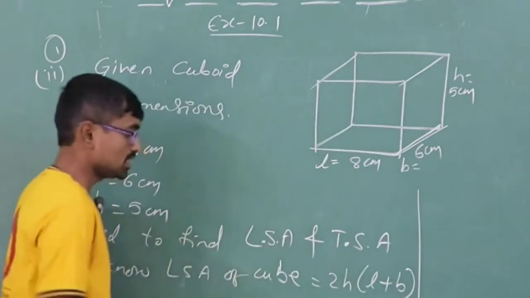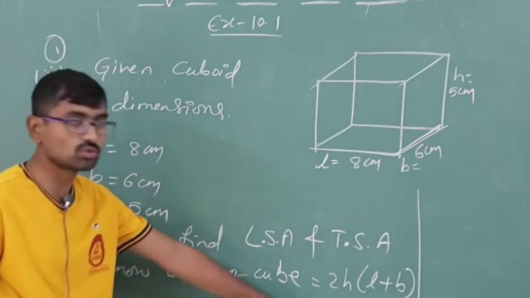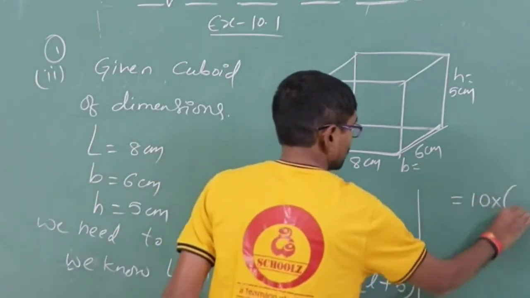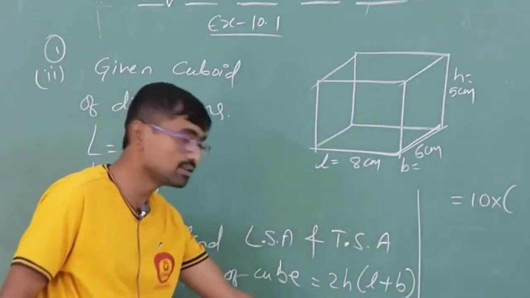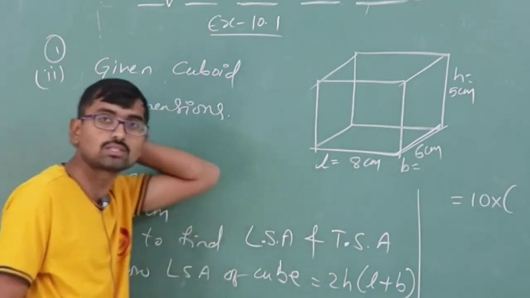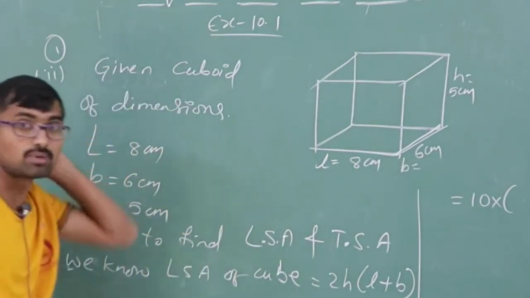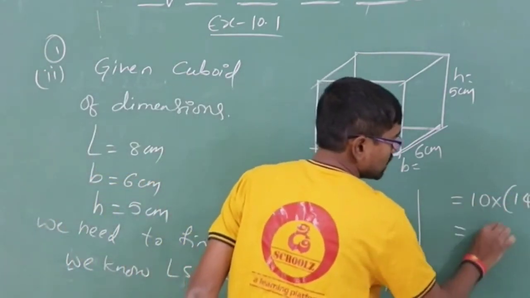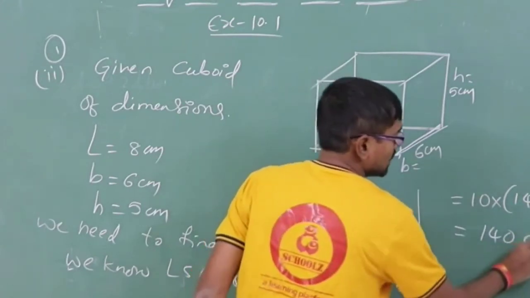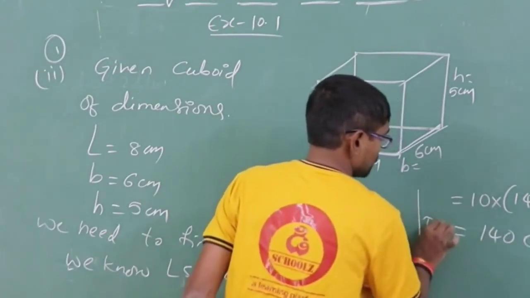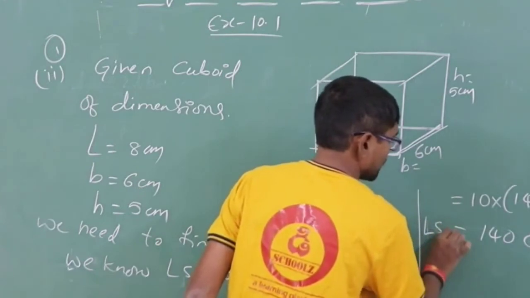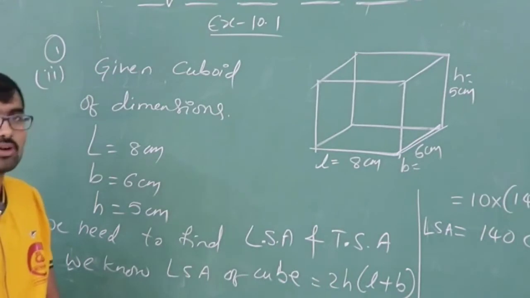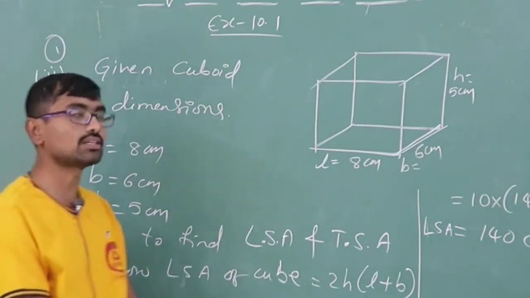Now see here, these both are multiplying. 2 fives are 10, that is equal to 10 into (8 plus 6). 8 plus 6 is 14. Now if I multiply, 14 tens are 140 centimeter square. This is the lateral surface area. How much have we got? 140 centimeter square.